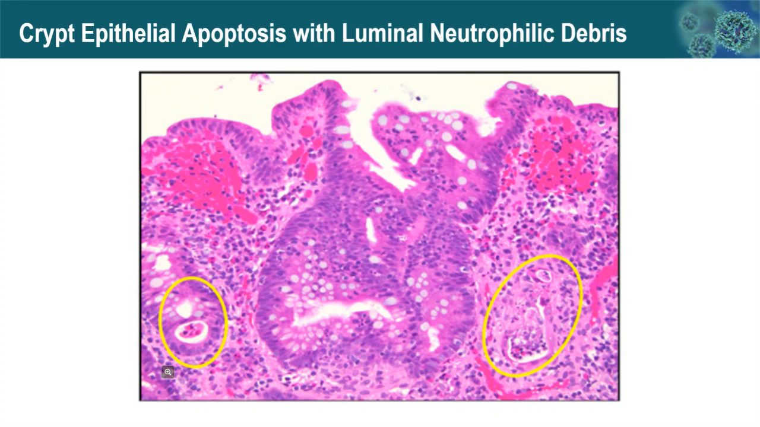Furthermore, what we can observe in these patients are crypt epithelial apoptoses within the small intestinal mucosa with marked expansion of lamina propria, as well as neutrophilic debris in the luminal aspects of the small intestinal mucosa.